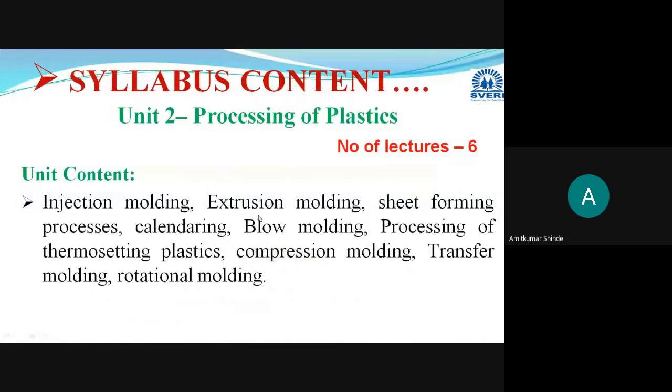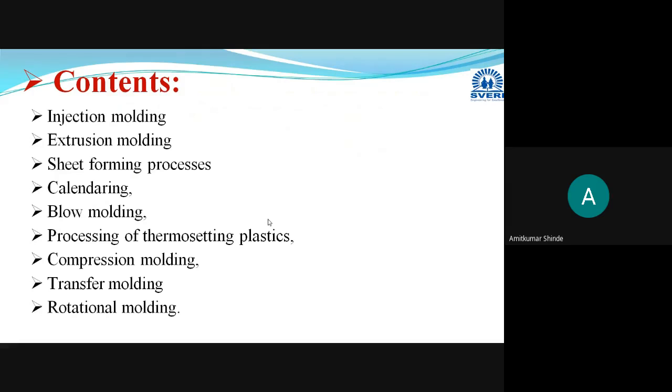Now this is the actual syllabus content. In this chapter, we are going to learn the different processing methods which we use for converting the raw plastic material into the desired component having desired shape and size or desired surface finish.